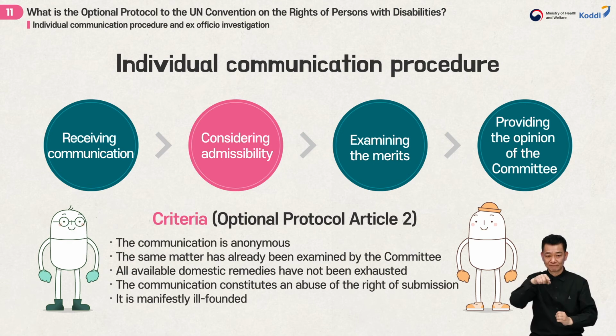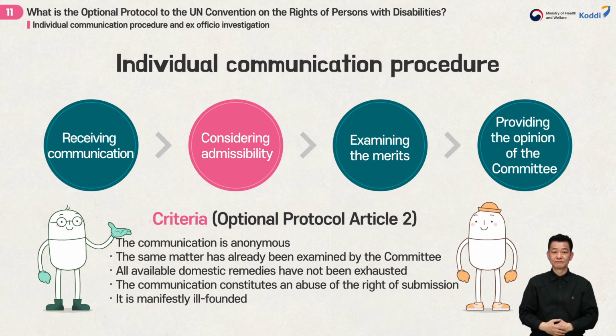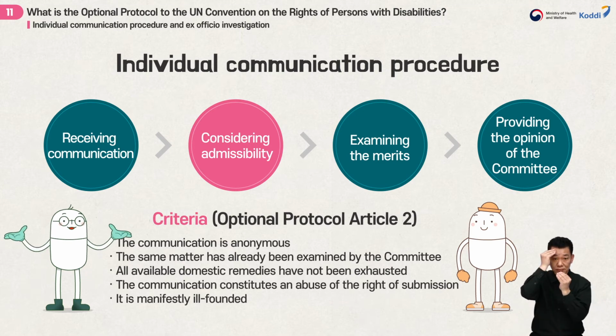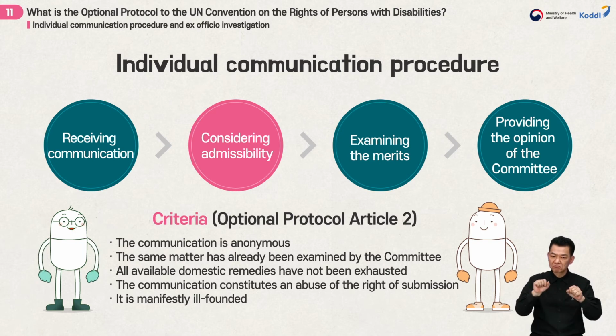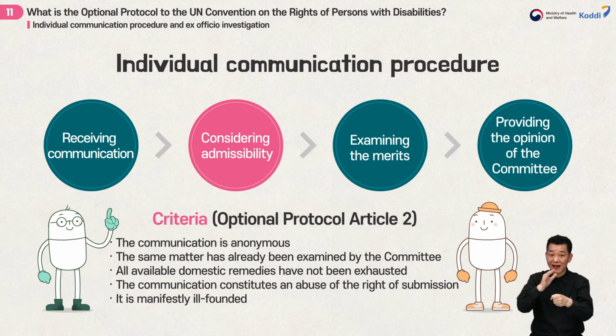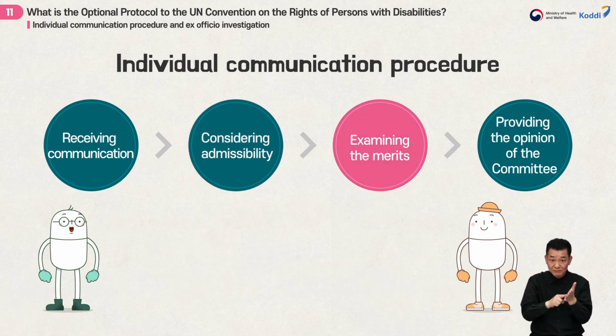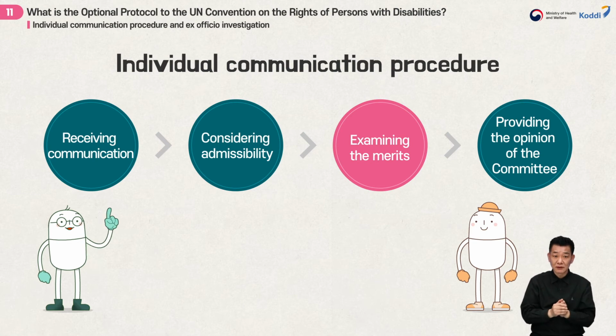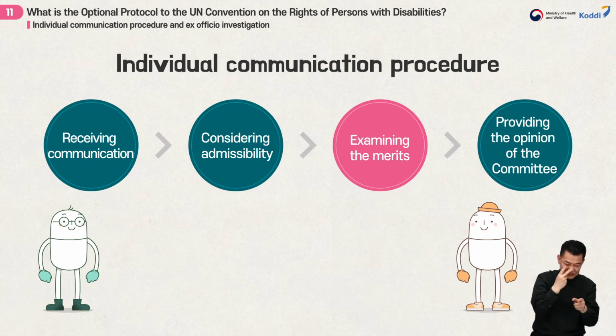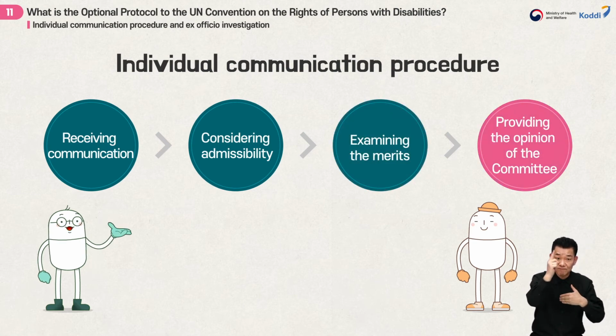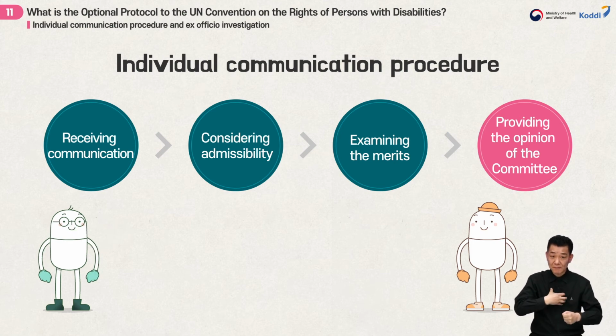The committee shall consider a communication inadmissible when the communication is anonymous, the same matter has already been examined by the committee, all available domestic remedies have not been exhausted, the communication constitutes an abuse of the right of submission, or it is manifestly ill-founded. If the consideration of admissibility is completed, the examination of the merits begins. If a decision is made through an examination, the results are notified to the petitioner and the state party concerned.